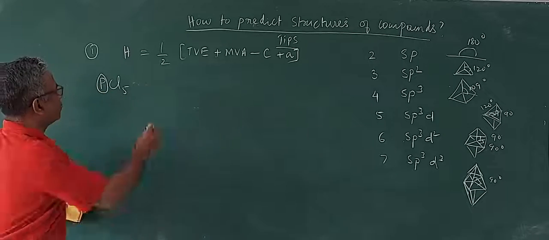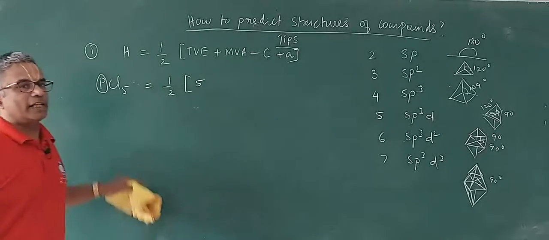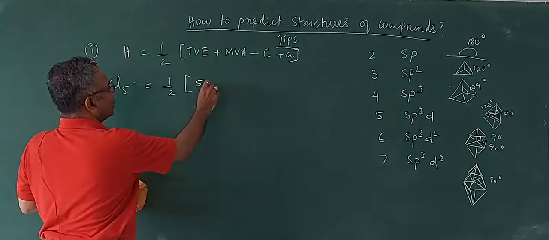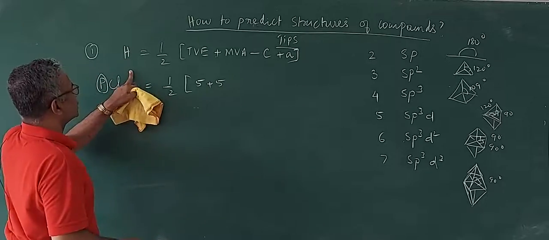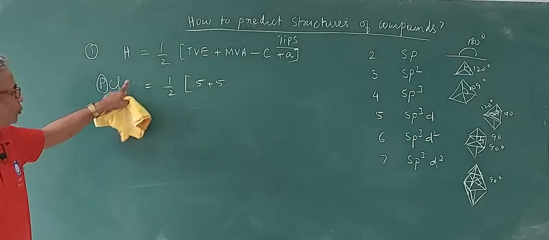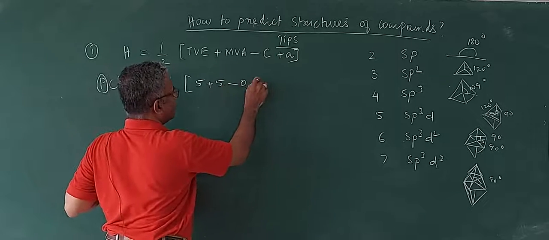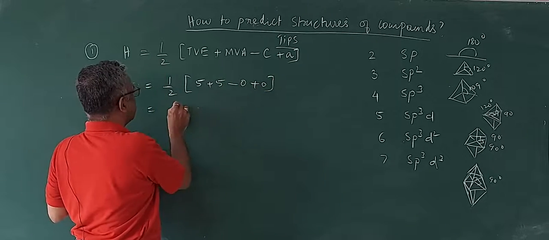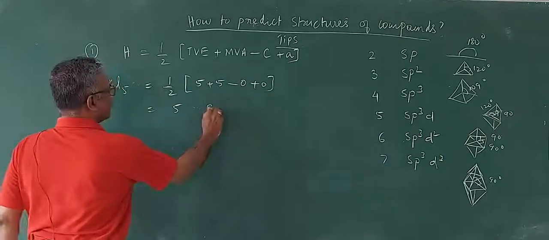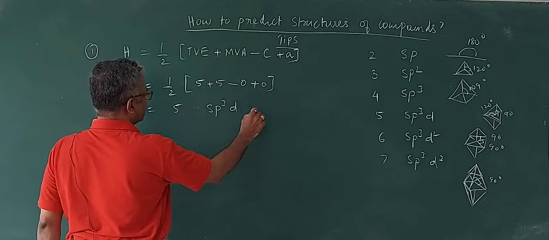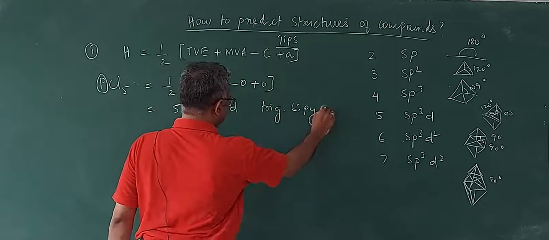Okay. So, now the formula will be half into total valence electron of the central atom will be 5 plus number of monovalent atom. Chlorine is monovalent, it is 5. Since this is neutral, this is not an ion, so there is no anion or cation, therefore, this will be 0, this will also be 0, that will be equal to 5. So, 5 means you will have sp3d as the hybridization, and the shape will be trigonal bipyramidal.